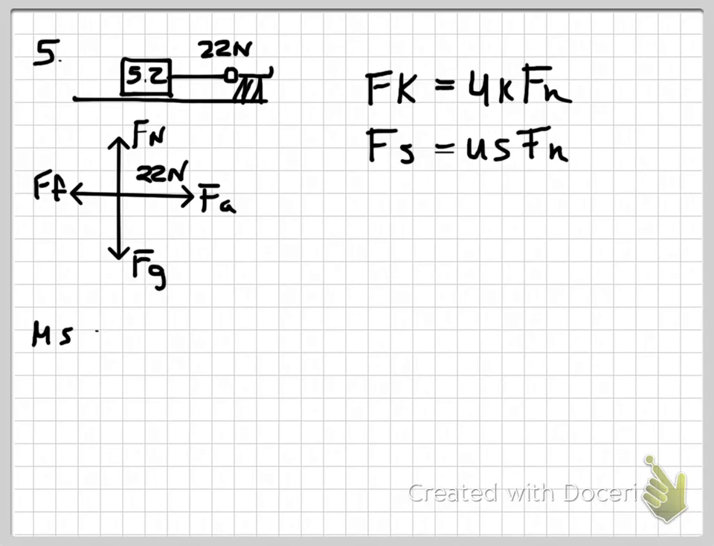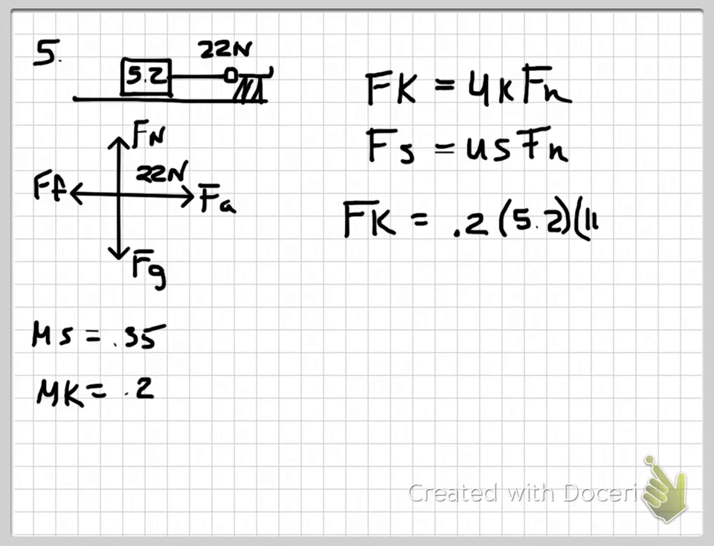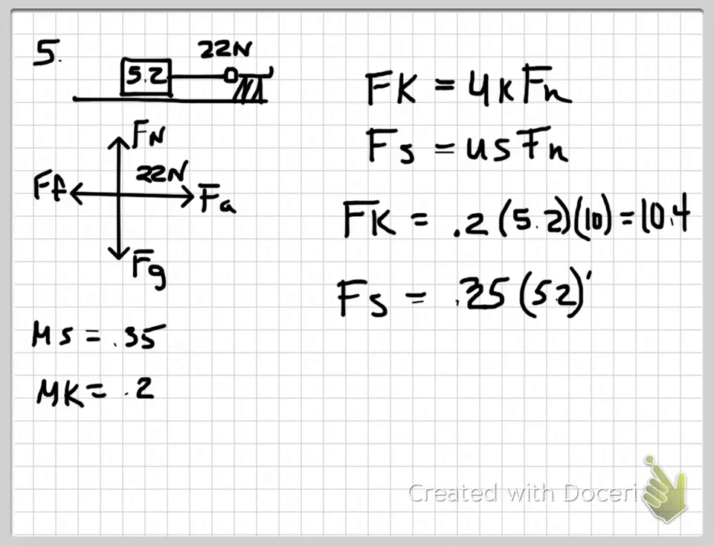These are the formulas that we can use. It's just the force normal times the components of static and kinetic, and they give those to you. So the force of kinetic is going to be 0.2 times 5.2 times 10. Again, we multiply the mass times the rate of acceleration for gravity to give us our force normal. The reason that works is because the force of gravity is opposite normal here in this drawing.